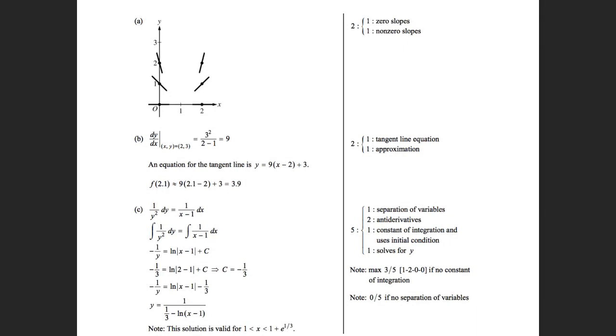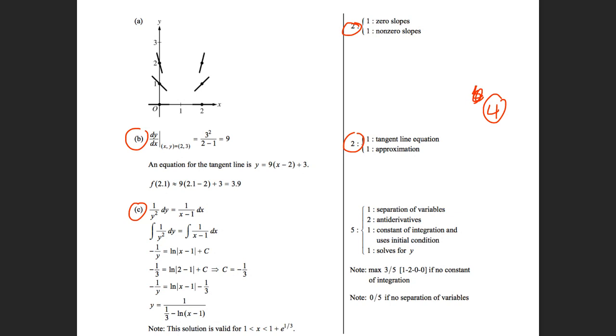So that's pretty good. So we end up with 2 points here. All right. And then 2 points in order to write the equation of the tangent line. So y equals 9 minus 2 plus 3. So we ended up with the approximation. So we ended up with 2 more points. So we already have 4 points without having to do the hard problem.